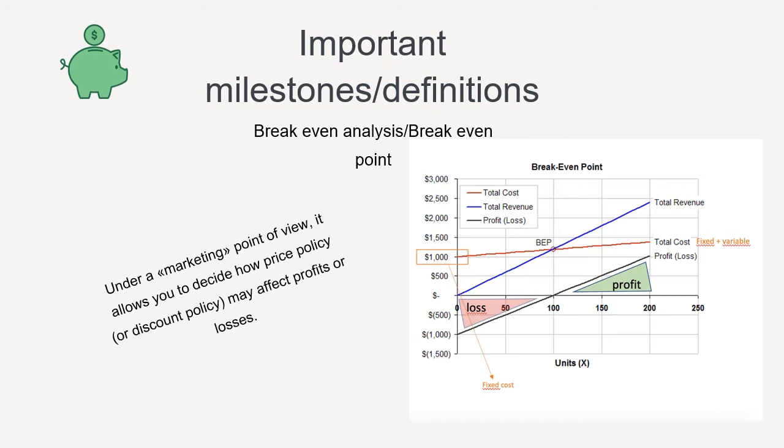The profit, or loss, is also shown on the chart as total revenue, total cost. Basically, it says that by selling 100 units, and getting a turnover of about $1,000, all costs will be covered, fixed plus variable costs. If more than 100 units are sold, there will be a profit.